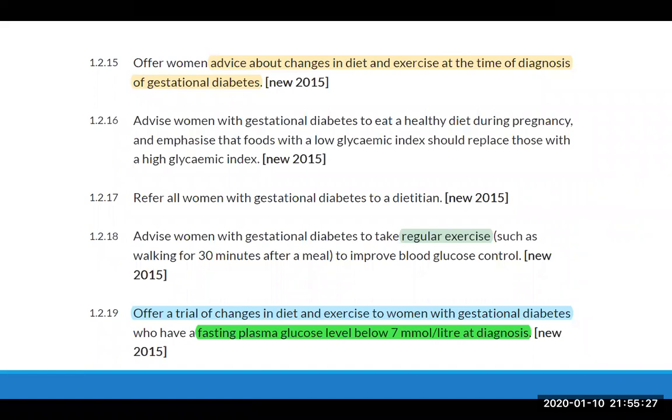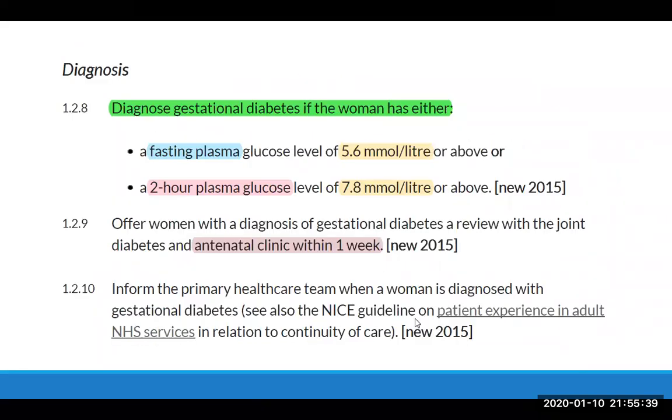Okay? Yes, Dr. Khalid. Are both values needed, or if just one of them is abnormal, can we rely on it, or should we repeat it? Any value, one abnormal value, is a diagnosis for gestational diabetes. Yes, one value at a time.